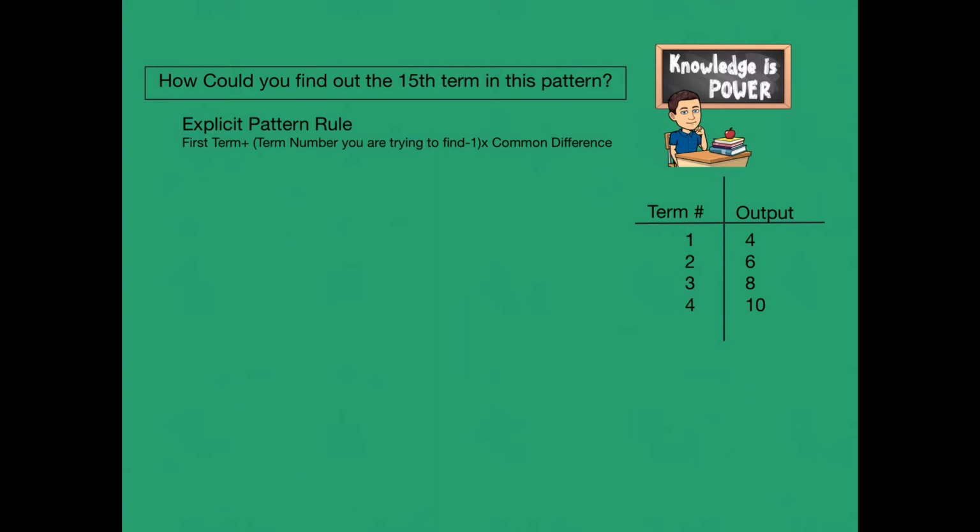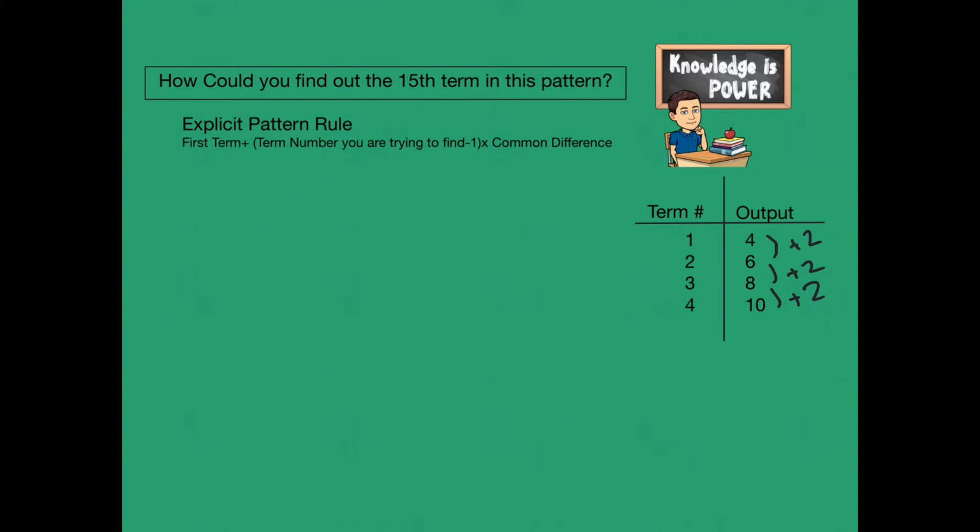In patterning, we use a table of values to lay out our pattern and actually analyze and be able to look at the pattern in detail. Over here, we have a table of values where we have our term, 1 to 4, and our output. So in term 1, our output is 4. In term 2, it is 6. In term 3, it is 8. And in term 4, it is 10. We can see that the common difference in our output is plus 2, plus 2, and plus 2.